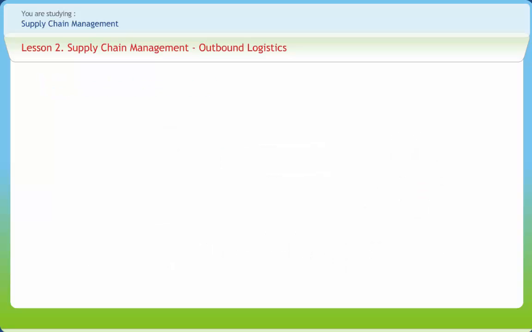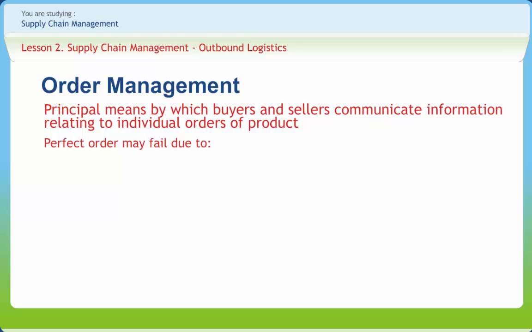The order management system represents the principal means by which buyers and sellers communicate information relating to individual orders of product. Effective order management reflects the quality of the firm's overall management information system. If a firm competes on price, then it is highly unlikely that it will be able or will desire to implement high-level logistical performance, as this would reduce its ability to be cost competitive.